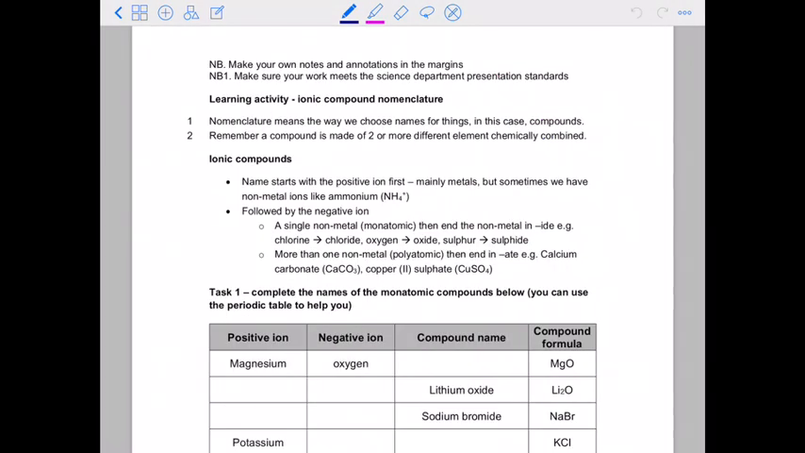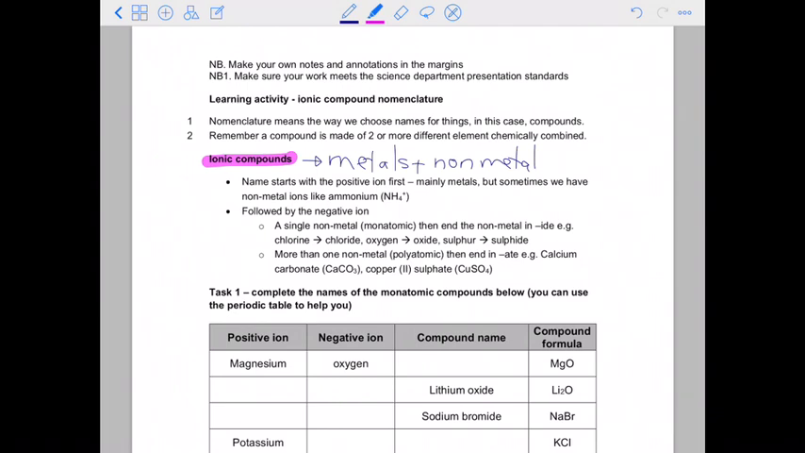All right, so hopefully now you have a better idea of how to name these ionic compounds. So we're going to do some practice with them. As I said, we're starting with ionic compounds. Think back for a second, what type of elements come into an ionic bond? Yes, it is metals and non-metals. So a metal plus a non-metal will give you an ionic compound.